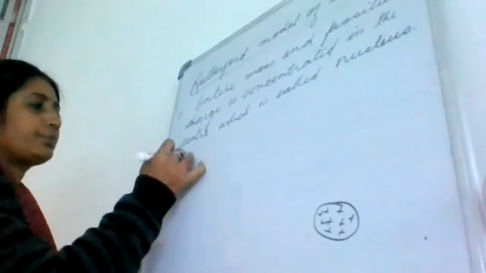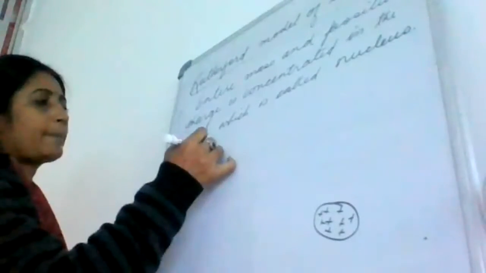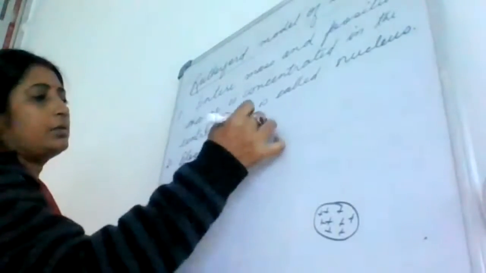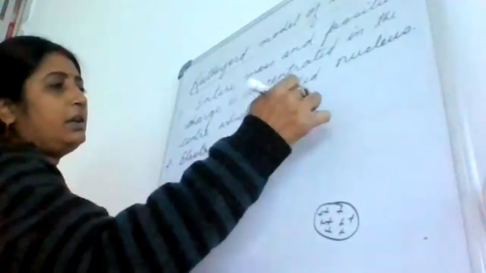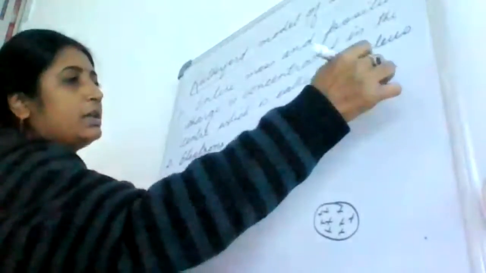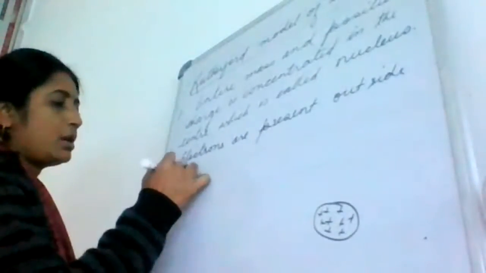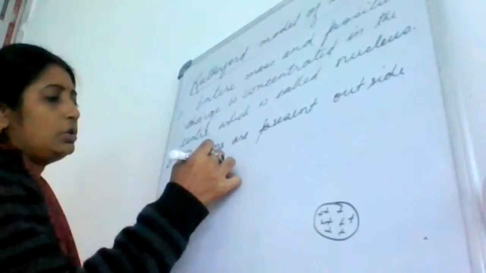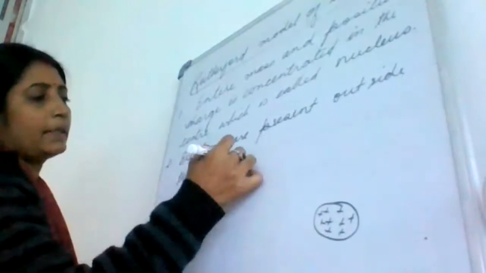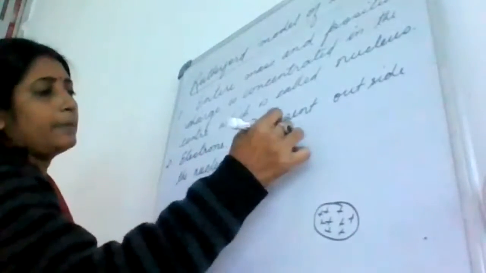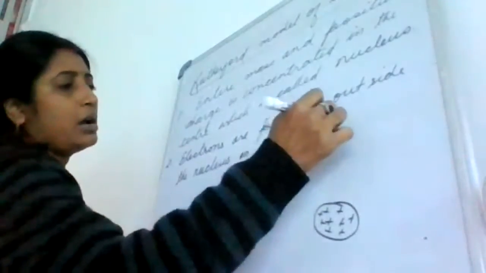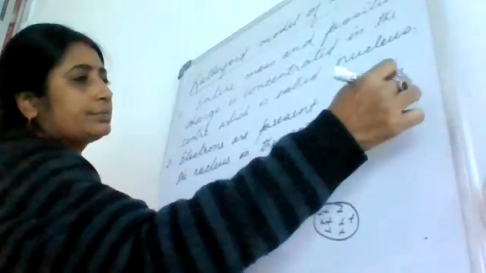Second point. Electrons are present outside the nucleus, in the extranuclear part.